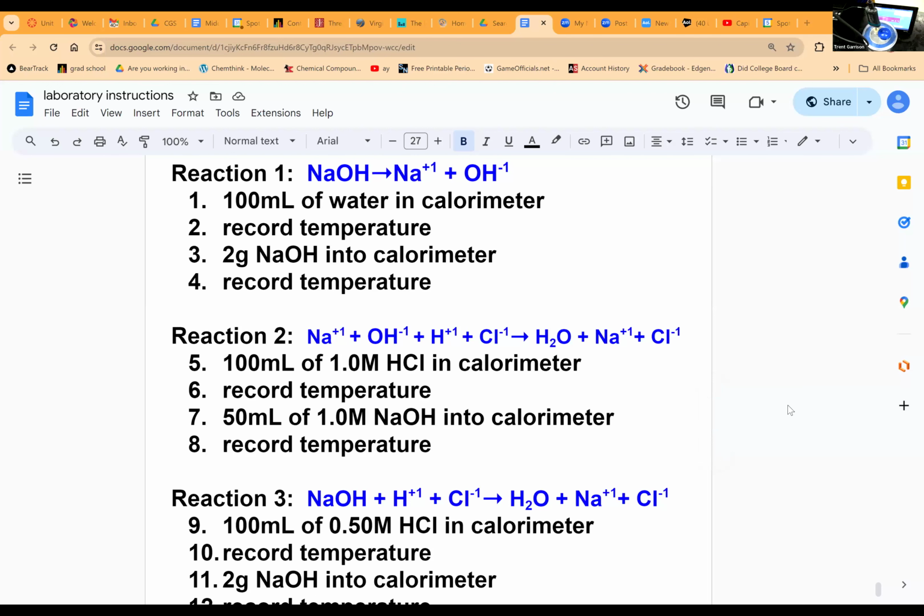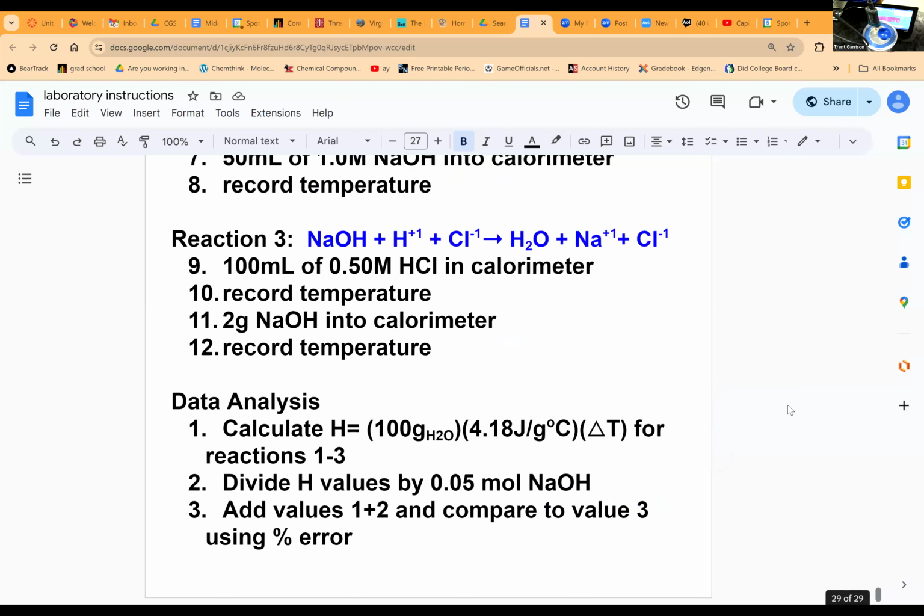This is the third reaction. So in the third reaction, we're going to repeat a similar process as before. We're going to start with HCl, but this time 0.5 molar, 100 milliliters, and add 2 grams of the NaOH. We hope that reaction 1 plus reaction 2 will equal reaction 3. We will find out. So let me pause, clean up, and I will be right back.